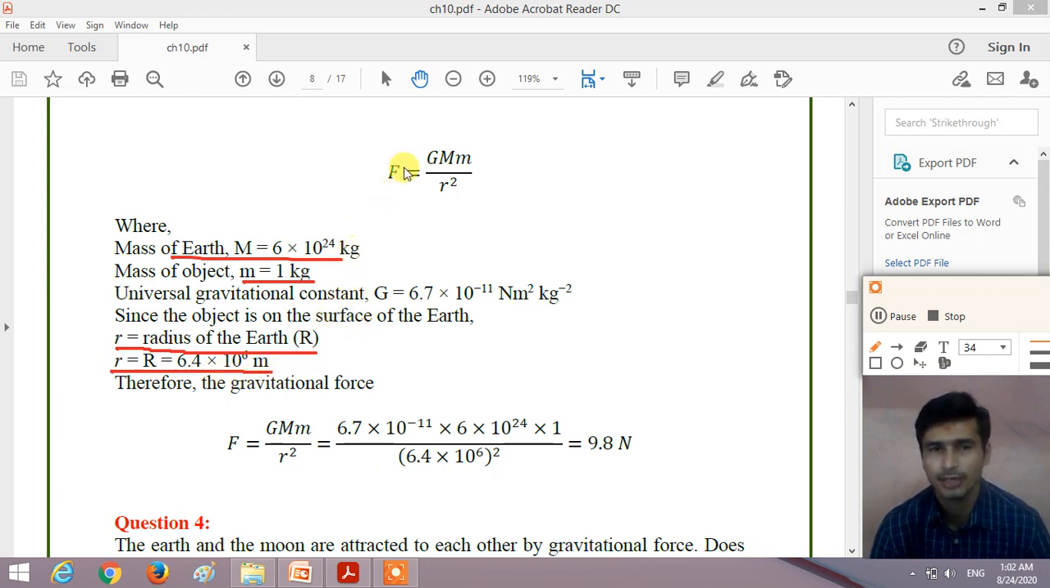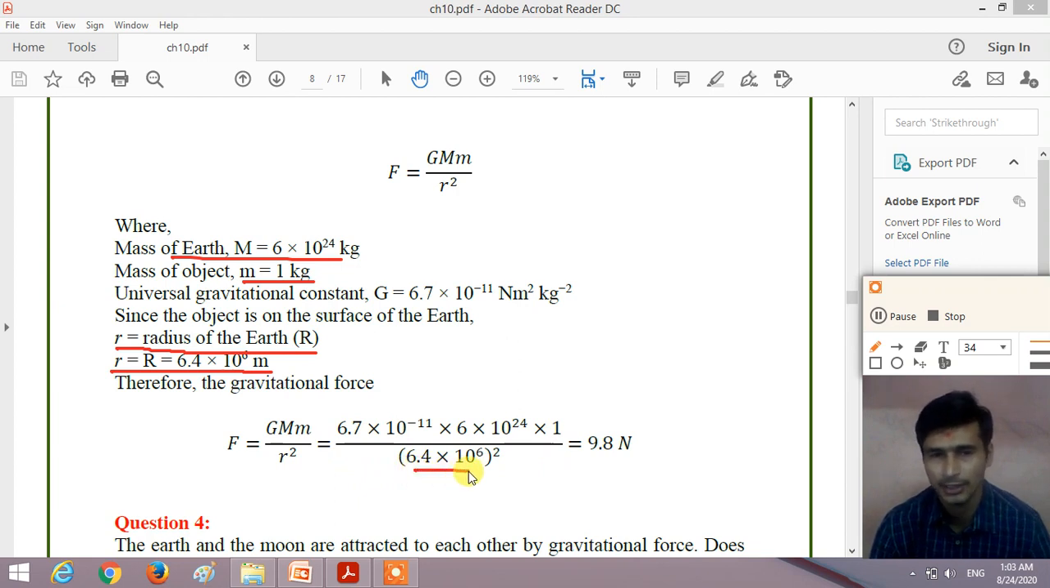So if we place the values, F is equal to G capital M small m divided by r square. If we place the values, we get the gravitational force acting on the object of mass 1 kg. Here the value of capital G is 6.7 into 10 raised to minus 11. Capital M, the mass of the earth, is 6 into 10 raised to 24, and the mass of the object is 1, divided by r, the radius of the earth, 6.4 into 10 raised to 6, square.